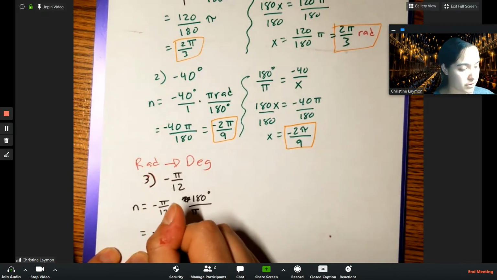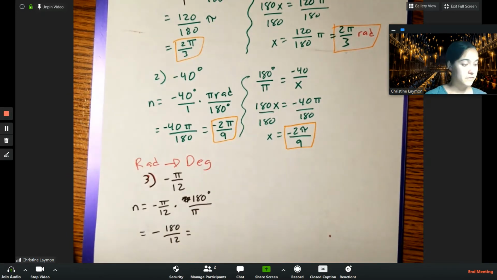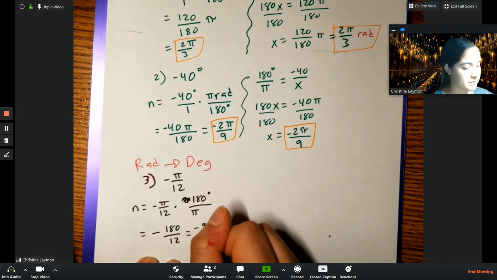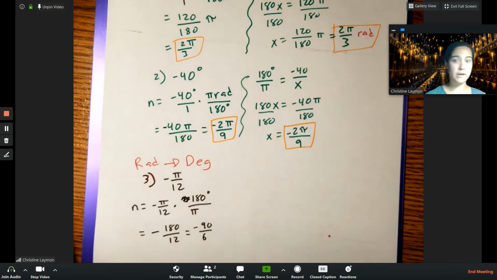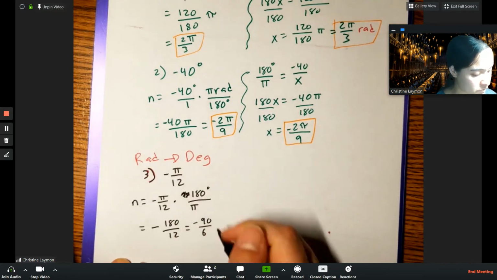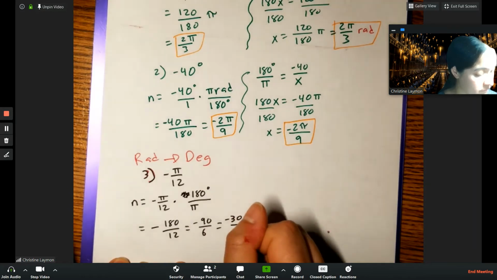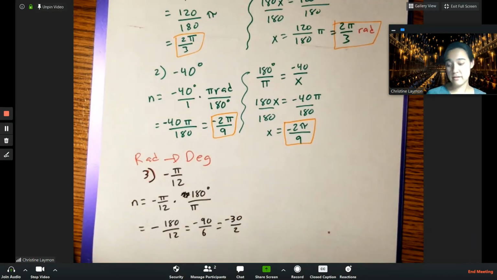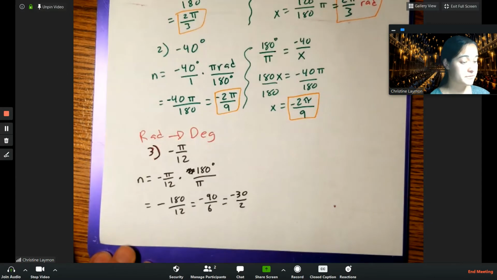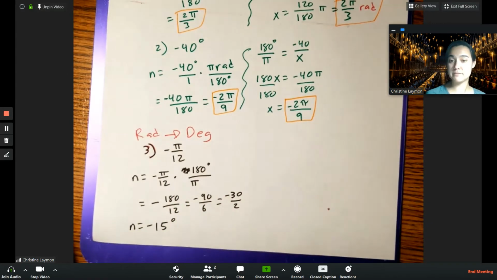I'm going to end up with negative 180 over 12, and that can simplify. I can divide top and bottom by 2, for example. I'll get negative 90 over 6. Then I say, oh, I can keep going. I can divide top and bottom by 3. So just keep going this way here. I now have negative 30 over 2. And I go, oh, wait, in the end then, I just had negative 15 degrees. So n equals negative 15 degrees.